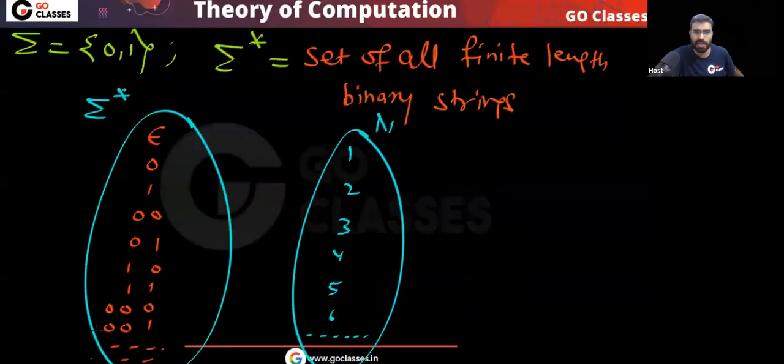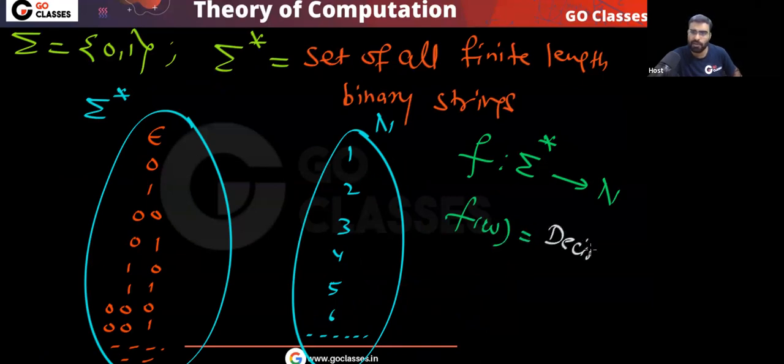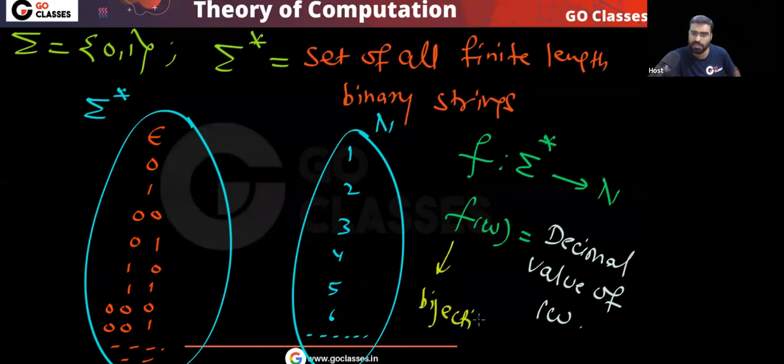So this is the clever idea. Please notice what I'm doing. I am creating a function from sigma star to the set of natural numbers. F of W is equal to the decimal value of 1W. That's it. Yes or no? Now, can you notice this function is a bijection? You can just easily check this.